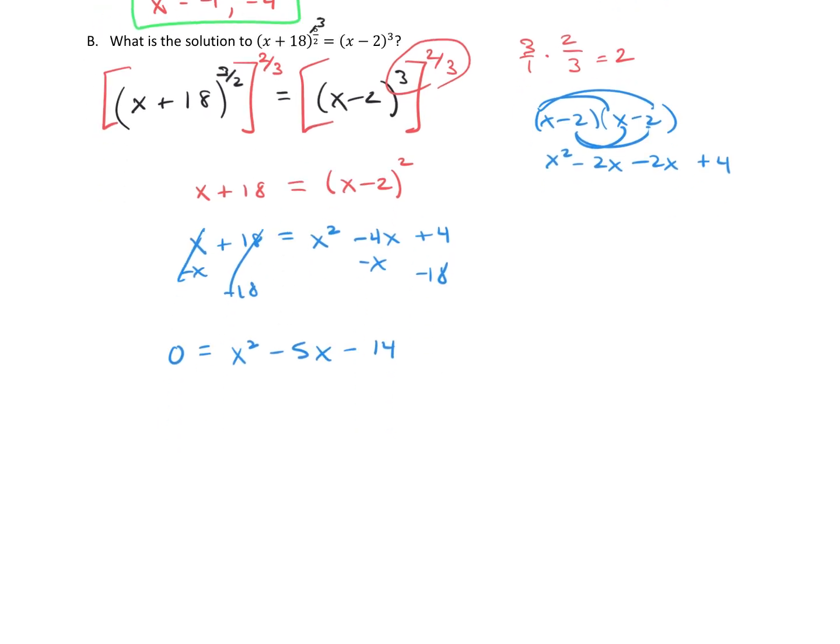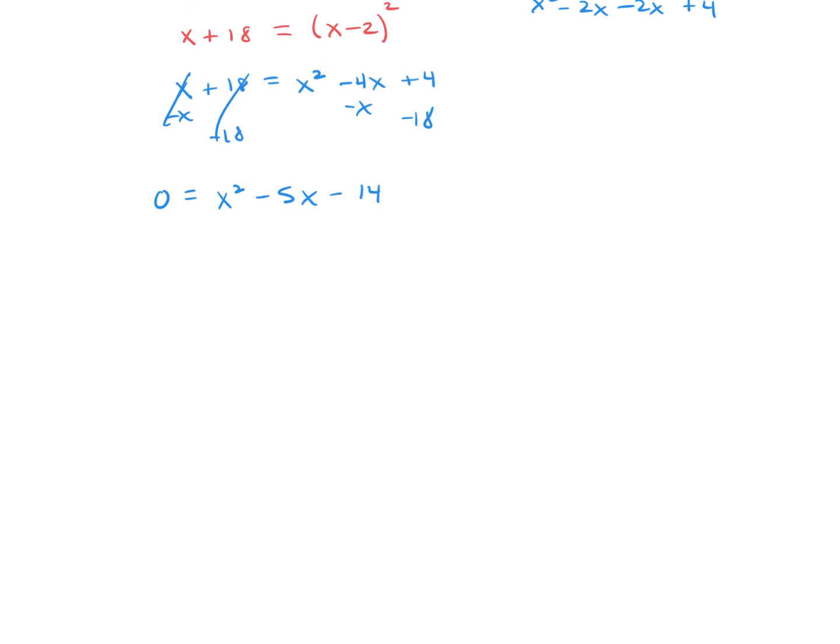Okay, we're going to try factoring first. It's just a trinomial with an x squared. Those are the easier ones. Are there factors of negative 14 that add up to negative 5? And there are. That's going to be a negative 7 and a positive 2. So you set each factor equal to 0, and when you solve, you get x equals 7 and x equals negative 2.